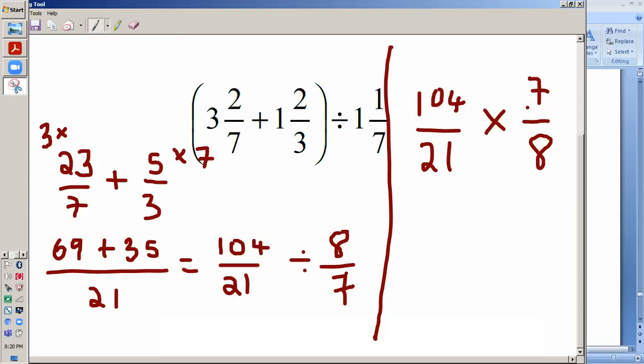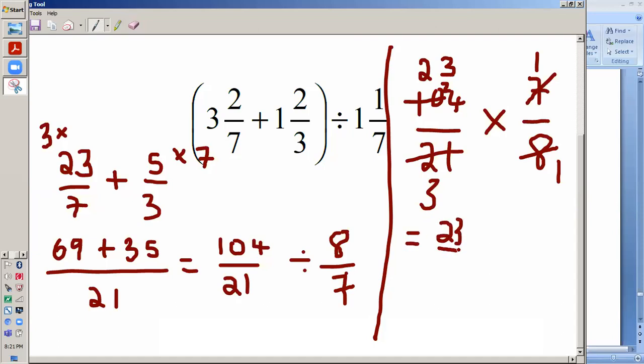All right. Now, would you agree with me that we can cancel the 7 and the 21? Yes, sir. That's 1, and that's what? 3. All right. 8 can actually go into 104. Watch carefully. 8 into 8 goes 1. 8 into 10 goes 2. And remainder 2, right? So the 2 goes to 24. And 8 into 24 goes what? 3. So our answer is actually 23 over 3.